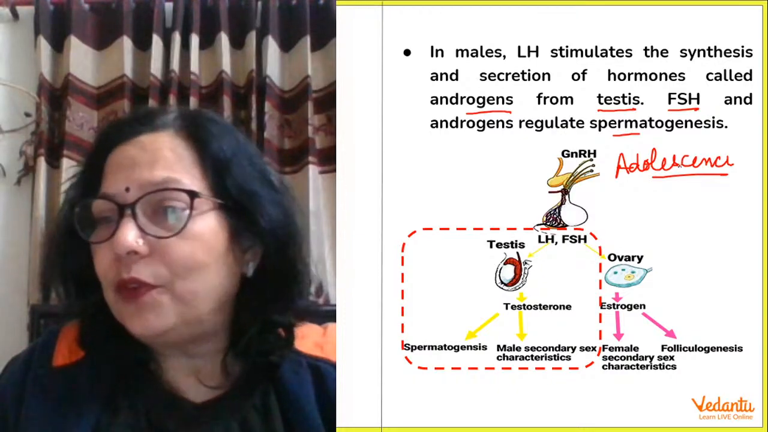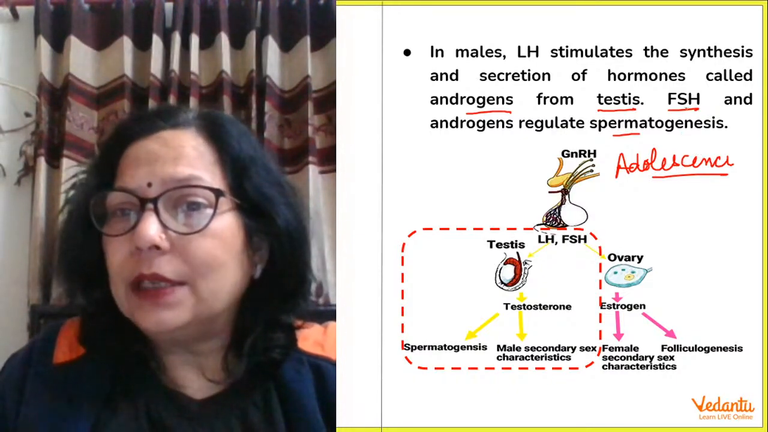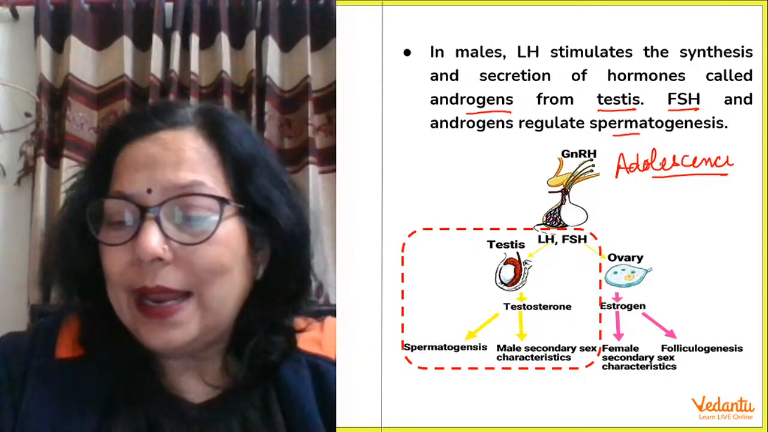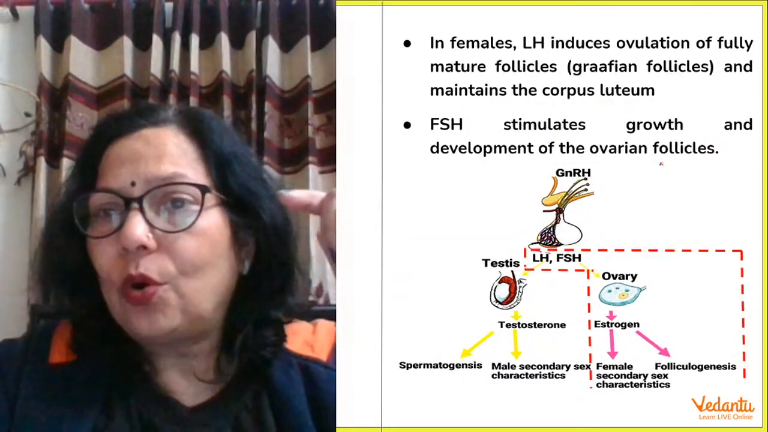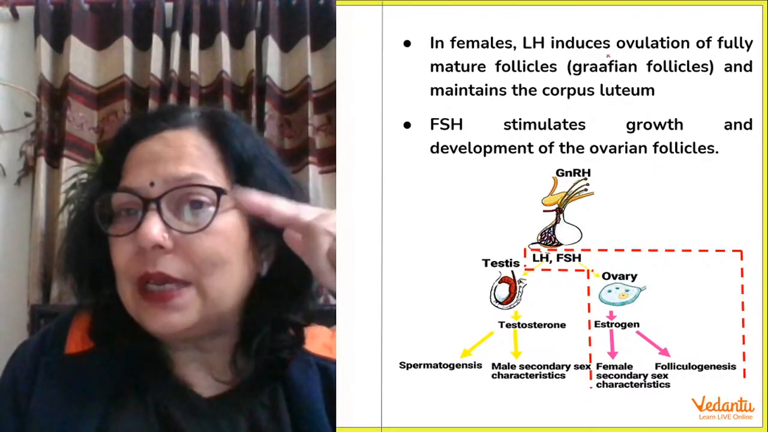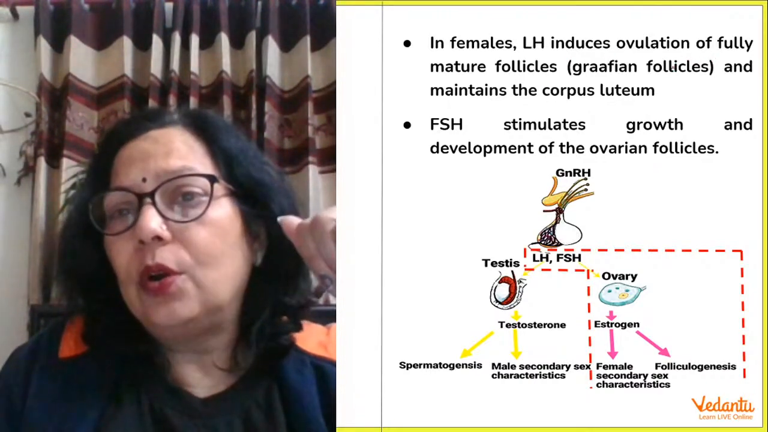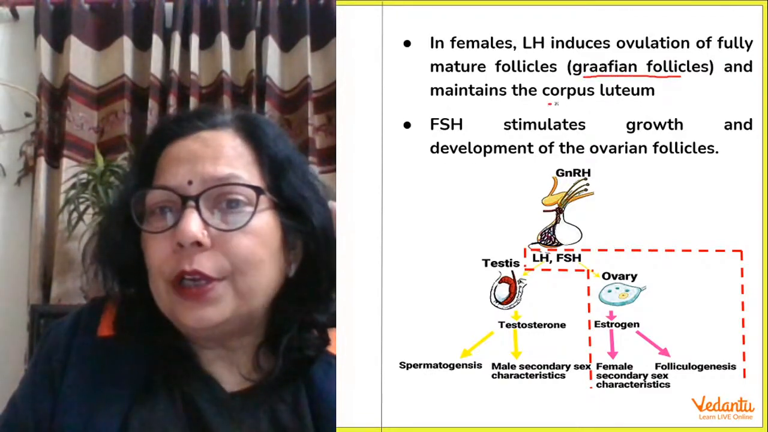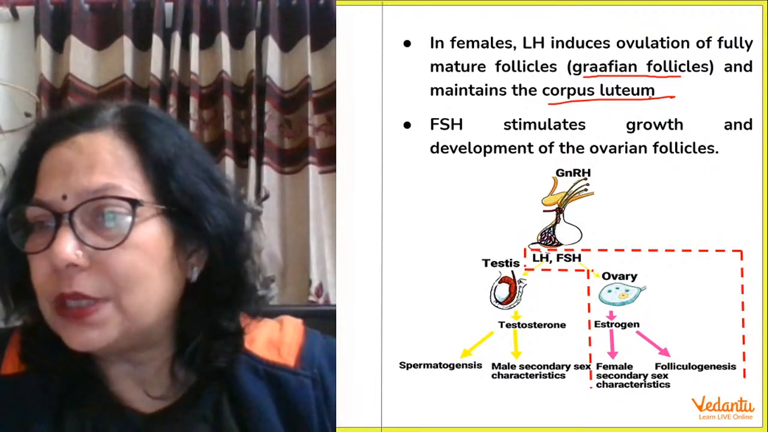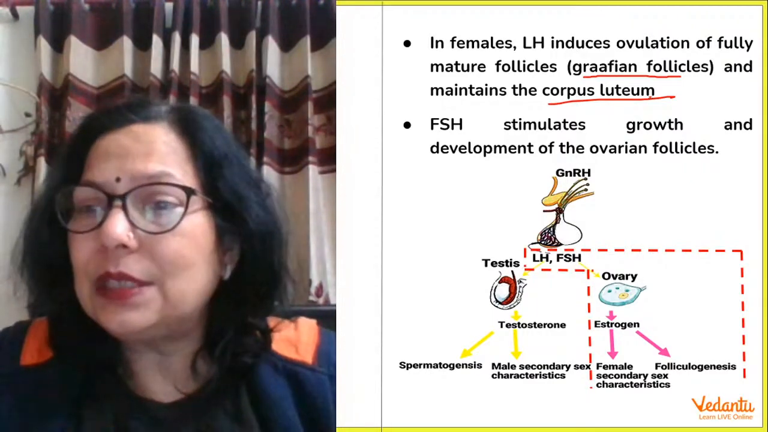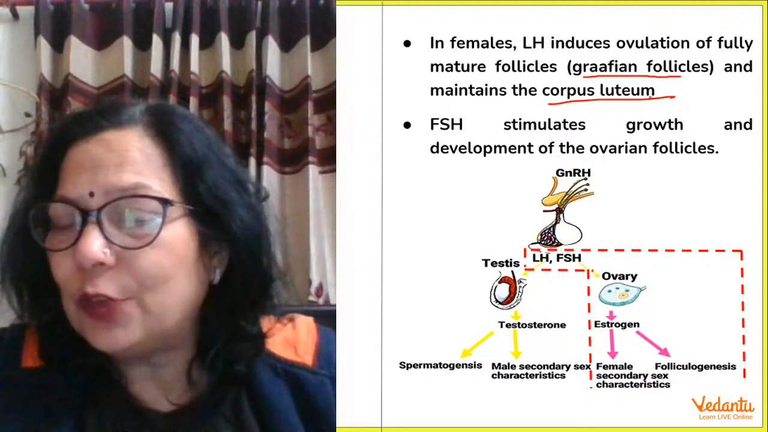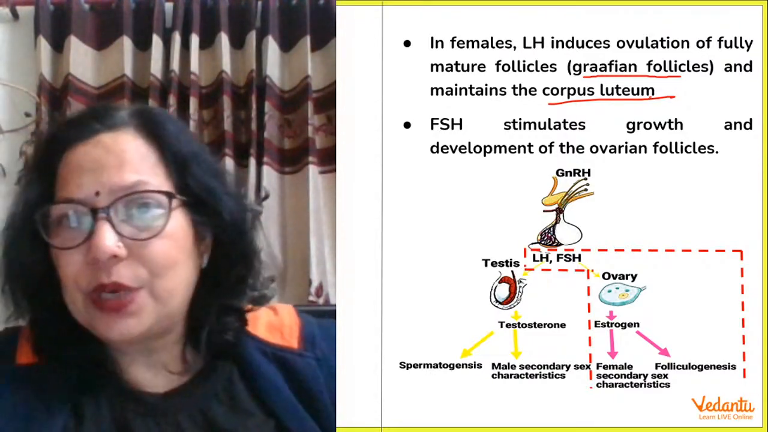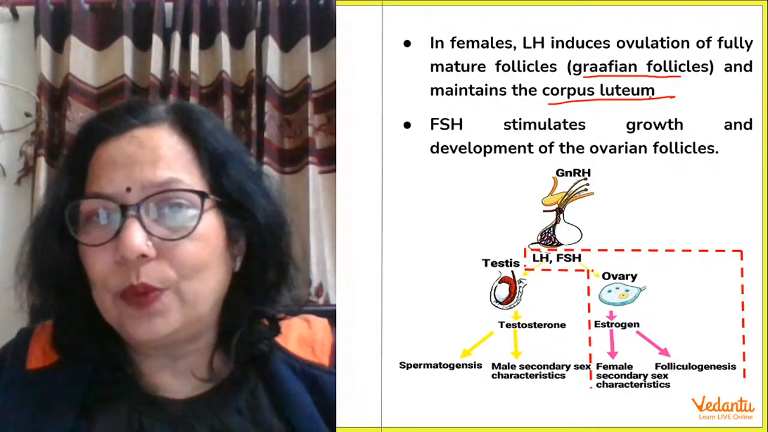So that is the function of luteinizing hormone, right? And similarly, FSH also regulates the formation of sperms. LH and FSH are basically the hormones. In females, LH induces ovulation of fully mature follicles. These are two terms, Graafian follicles and corpus luteum. You will study these terms when you do the male and female reproductive system, and in your regular classes we'll be teaching over there.